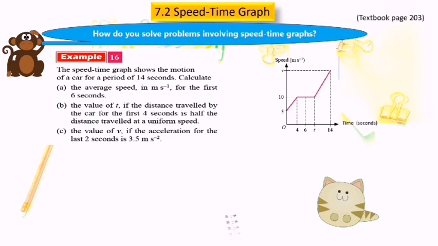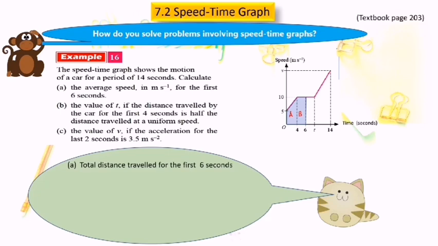Before we find the average speed, we need to find the total distance for the first 6 seconds. This is the area under the graph of the first 6 seconds. The area for the first 6 seconds can be divided into two parts, Part A and Part B. Part A is a trapezium and Part B is a rectangle.